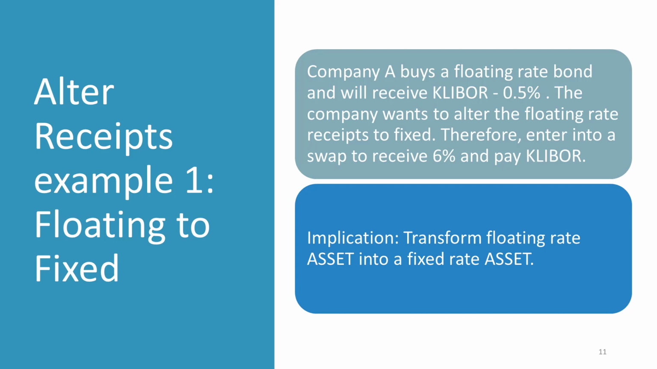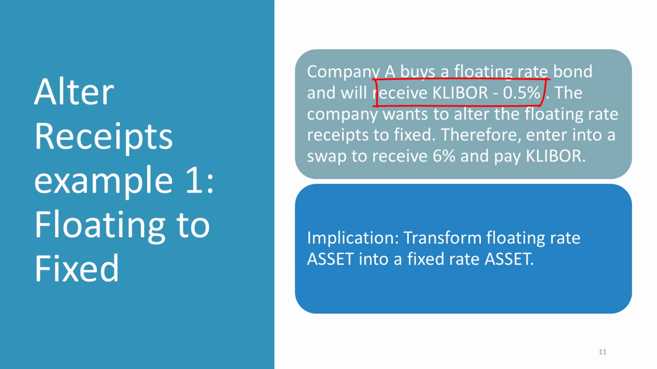Let's now look at an example when Company A would like to alter their receipts from floating to fixed. Company A buys a bond or becomes the bondholder. So in this case, they will receive periodic coupon payment from the bond issuer. So this will be regarded as receipts for the company, or an asset. In this case, the coupon payment that they will receive is CLIBOR minus 0.5%.